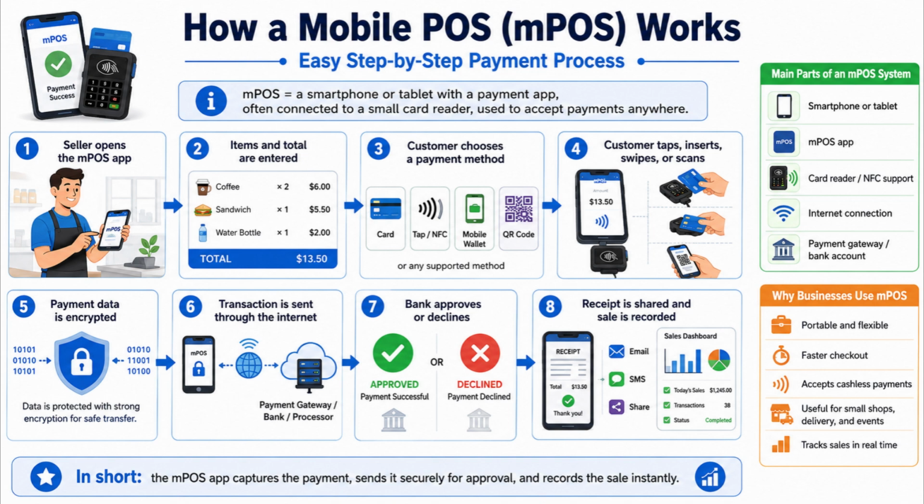The mPOS app sends the payment request to the payment gateway, bank, or payment processor through a secure online connection. Next, the bank checks the payment details and decides whether to approve or decline the transaction. If the customer has enough balance and the details are correct, the payment is approved. On the other hand, if there is a problem such as insufficient funds or incorrect information, the payment may be declined.